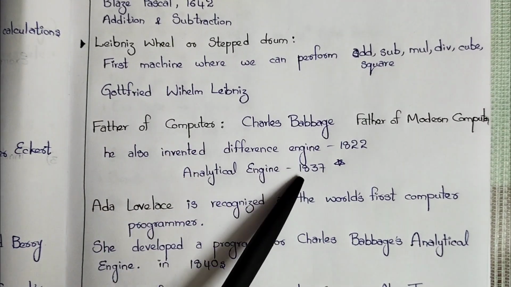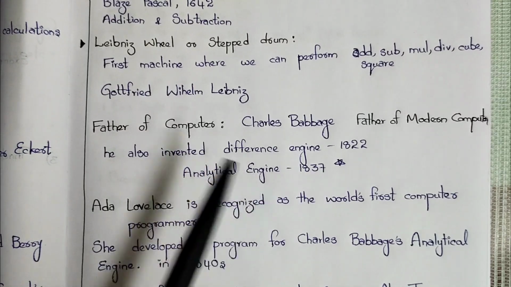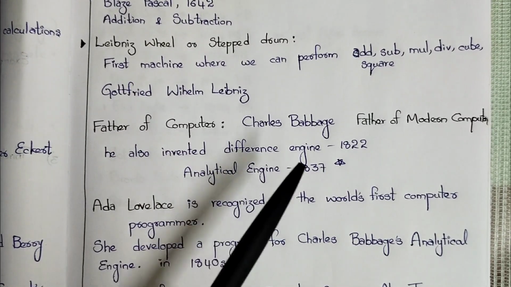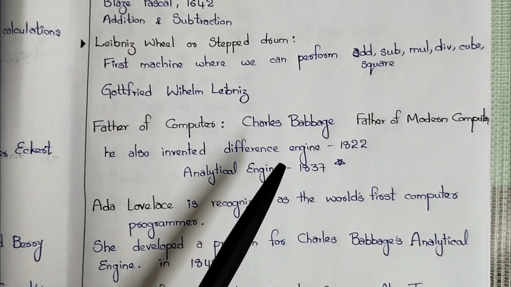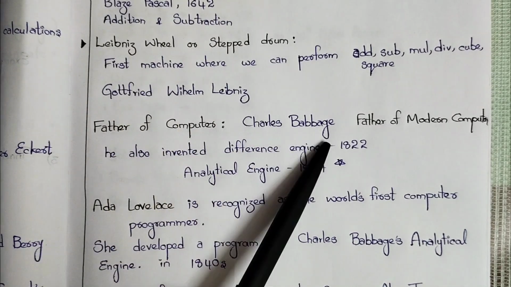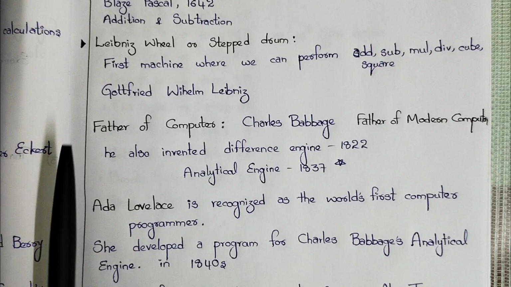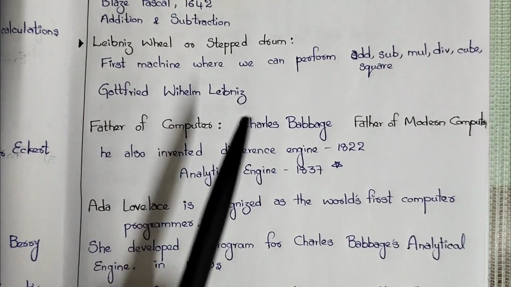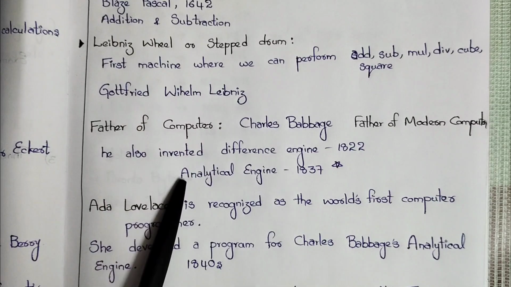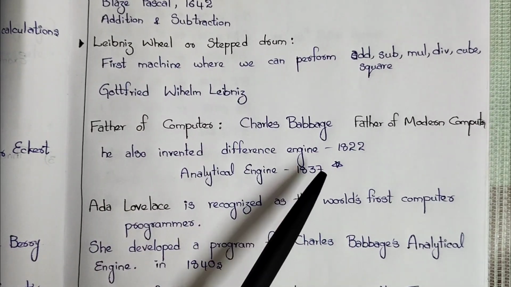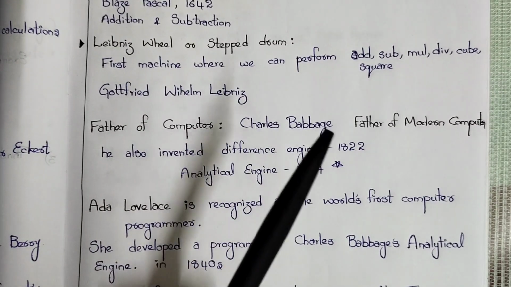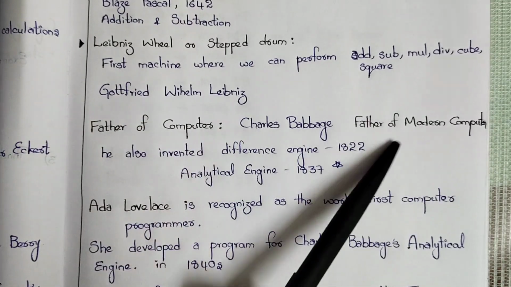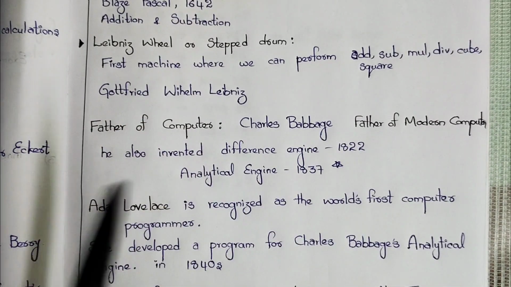Later, in the year 1837, he invented the analytical engine. Because of this analytical engine, we have made Charles Babbage the father of computer or father of modern computer. I think I am clear. Because Charles Babbage invented this analytical engine in the year 1837, we are considering Charles Babbage as father of computer or father of modern computer.